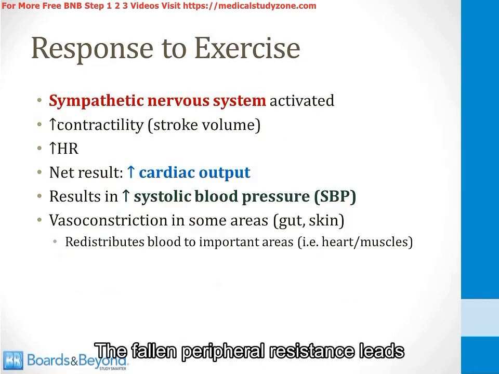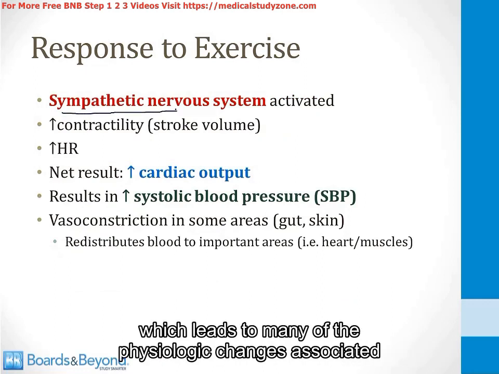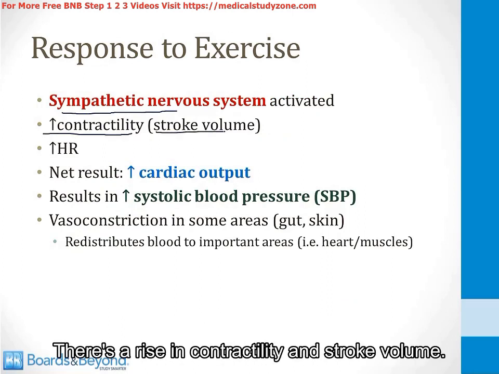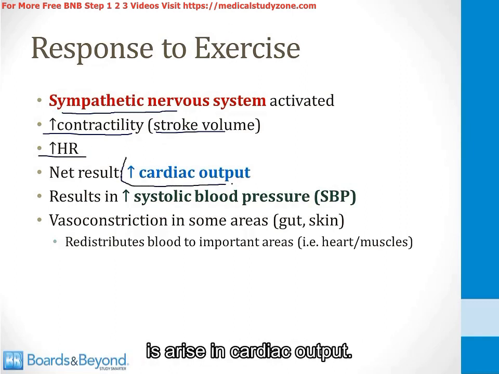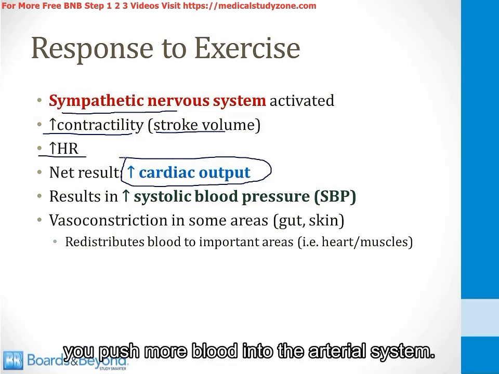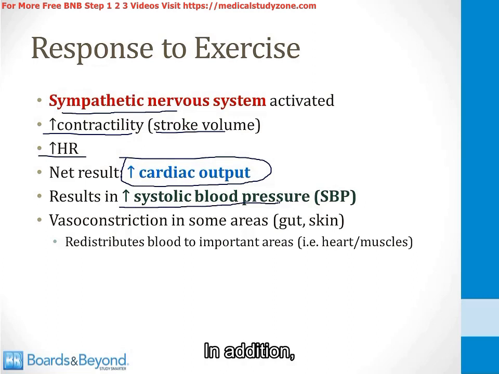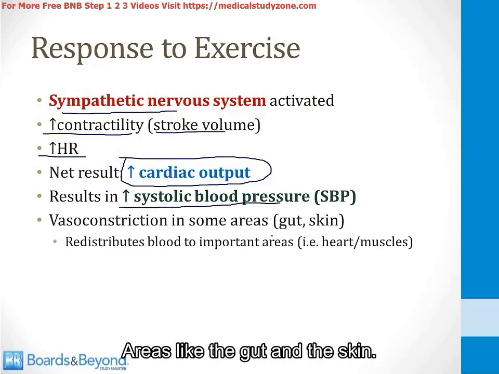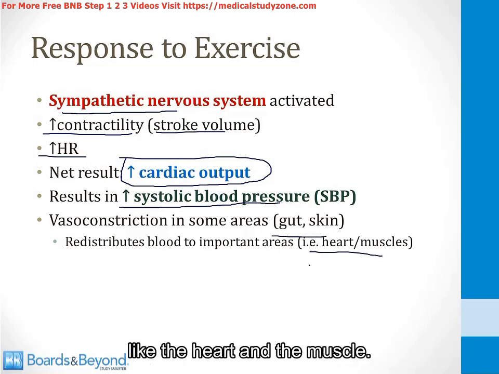The fall in peripheral resistance leads to activation of the sympathetic nervous system, which leads to many of the physiologic changes associated with exercise. There's a rise in contractility and stroke volume. The heart rate goes up. The net result of both of these changes is a rise in cardiac output. When the cardiac output goes up, you push more blood into the arterial system. This leads to a rise in the systolic blood pressure. In addition, there's vasoconstriction to some areas that are not important during exercise, areas like the gut and the skin. This helps to redistribute blood to the important areas like the heart and the muscle.